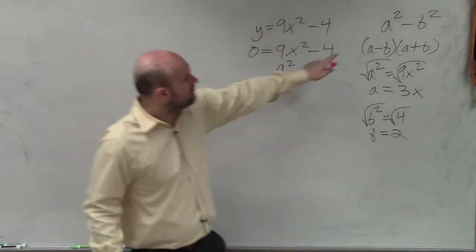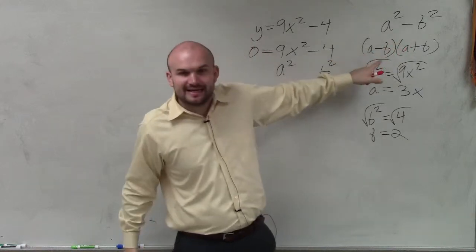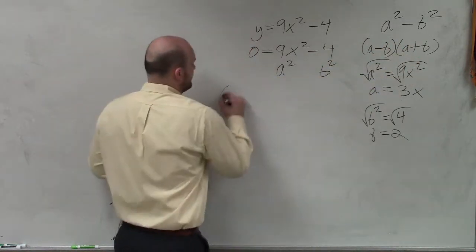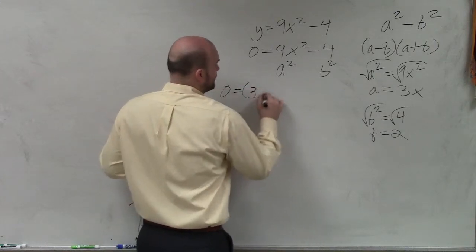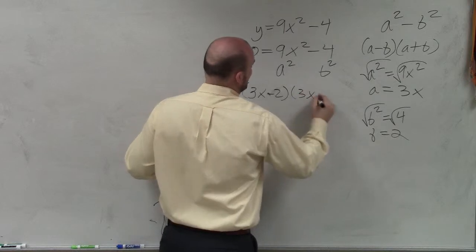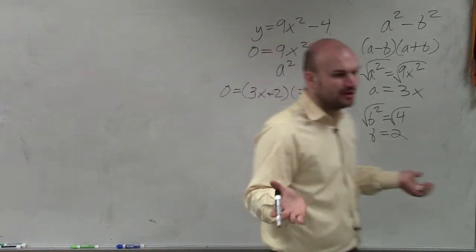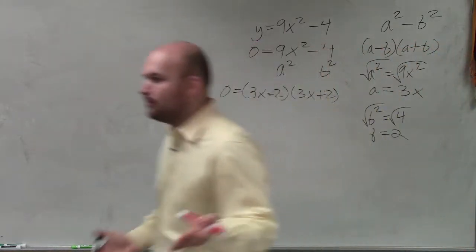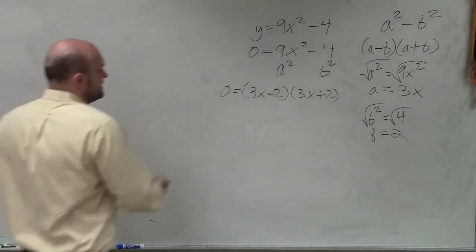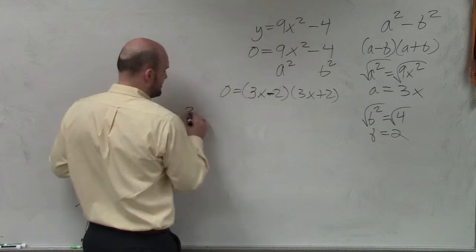So following this factoring technique, all you do is a minus b times a plus b. Therefore, ladies and gentlemen, this becomes 3x minus 2 times 3x plus 2. And it's that simple. You just basically need to identify what is a and what is b. Once you know what a and b are, now you can apply the zero product property.